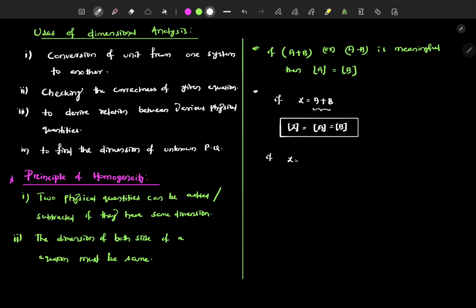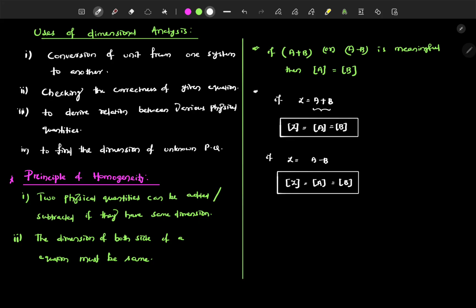Similarly, if Z equals A minus B, that means dimension of Z equals dimension of A equals dimension of B. I hope this is clear to all of you. So let's start the applications.